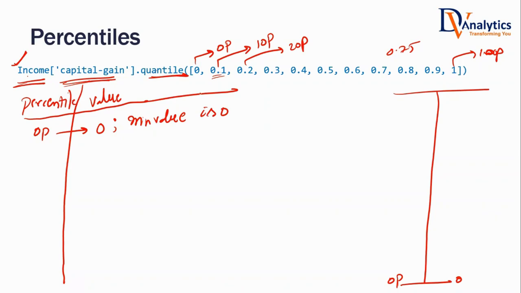Are there any negative values in capital gain? No, sir. Why are you so sure? How can you be so sure? If there would have been any negative values, then 0 percentile would have been that value, isn't it? Some negative value. What is the 10th percentile value? 0.